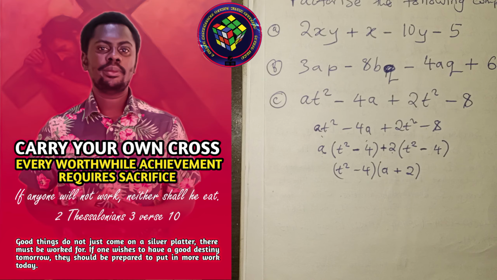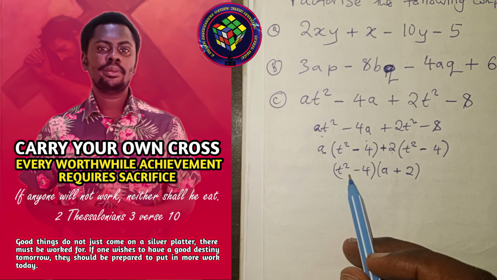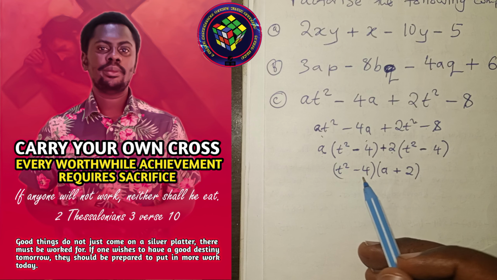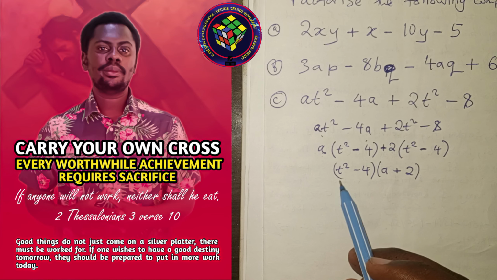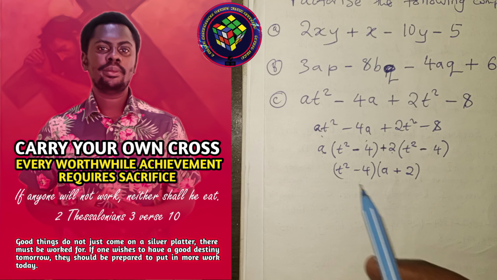So if you look at this properly, you discover that this is not complete. No wonder why the question says factorize completely. We can see that here, where there is t squared minus 4, that can be factorized by a difference of 2 squares. We can see that these 2 terms are perfect squares. The square root of t squared is t, and the square root of 4 is 2. So we factorize by difference of 2 squares.